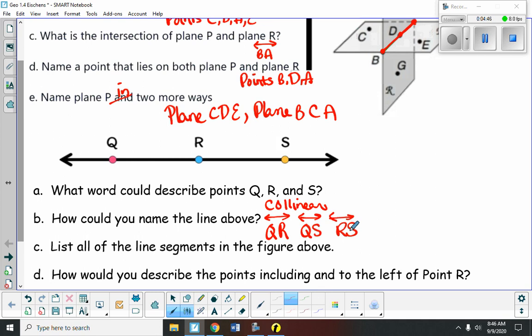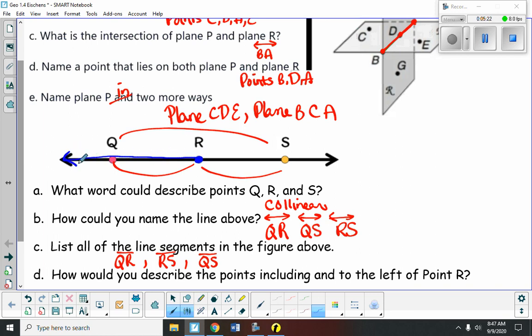Next, it says list all of the line segments in the figure above. So a line segment, remember, has 2 endpoints. So from Q to R, so we have segment QR, that's a segment. Segment RS. And then we also would have the whole segment, segment QS. And again, if there's endpoints, we don't put the arrows for the symbol. And lastly, how would you describe the points including and to the left of point R? So starting at point R and to the left. Well, that is a ray.